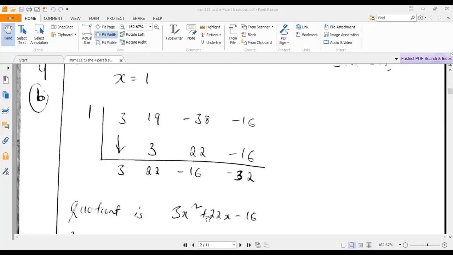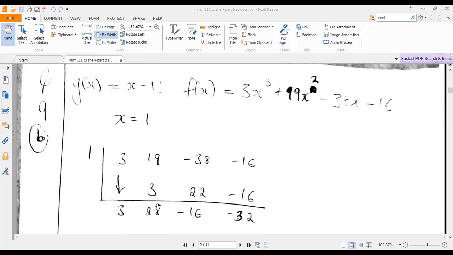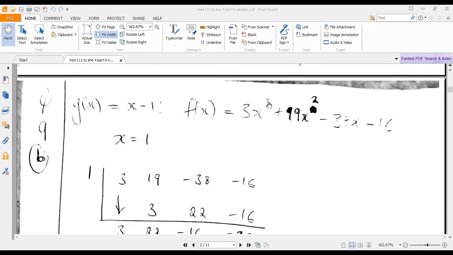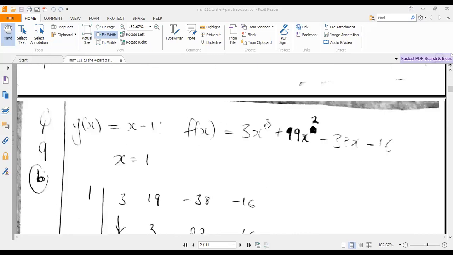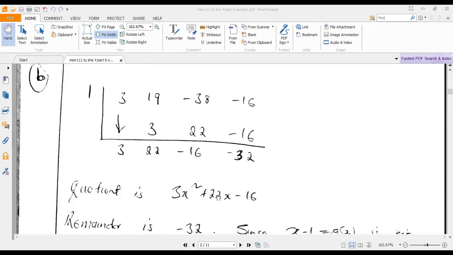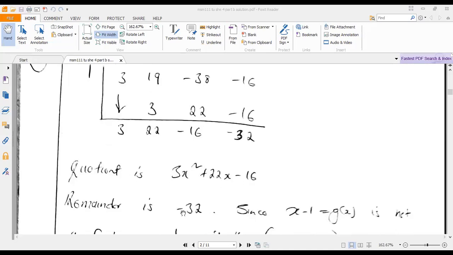So now the quotient is this: the 3, since we have reduced the polynomial, which was power 3, isn't it? So when you start writing here, you start with power 2. Then you use the values you have found here: positive 3, plus 22, minus 16. If this was x to the power 3, here you start with 3x to the power 2 plus 22x to the power 1. It keeps on reducing until you reach x to the power 0, which is just negative 16. Now, this is our quotient, right? And our remainder is this, which is negative 32.